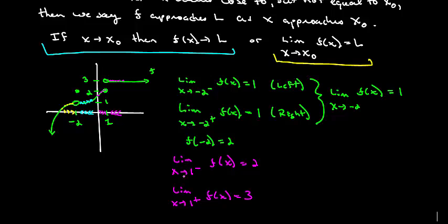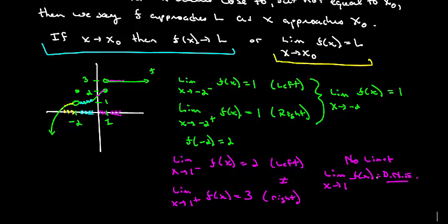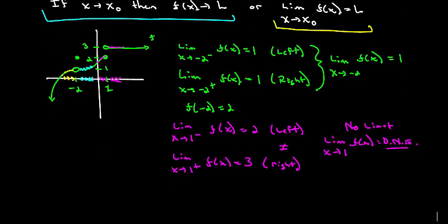Since the limit from the left does not equal the limit from the right, we say that the overall limit as x approaches 1 does not exist. Okay, there is no limit. The function itself evaluated at 1 is equal to 2, because it has a filled in circle there.